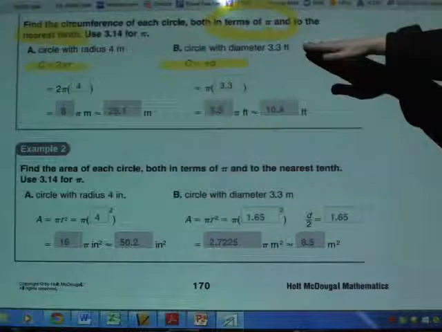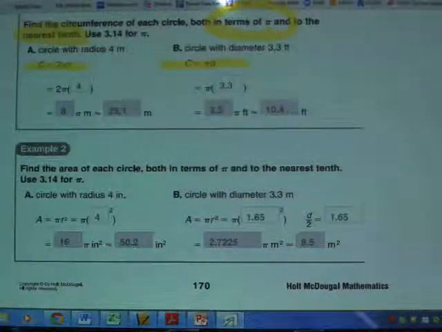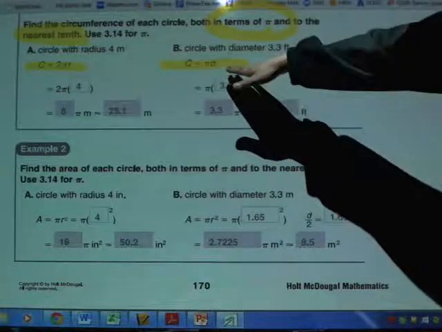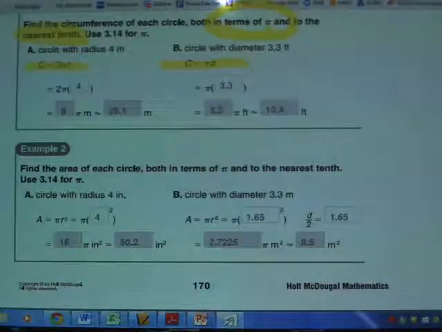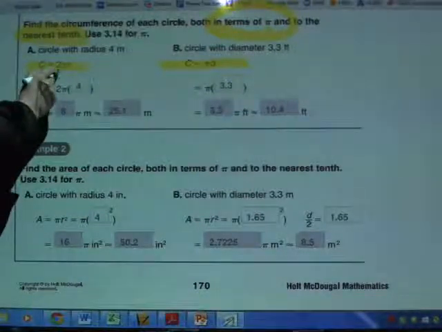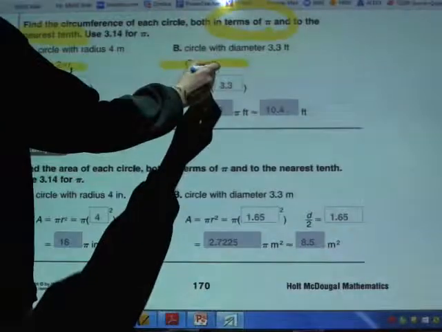Here they're talking about a circle with a diameter of 3.3 feet. Notice here there is another formula, pi times the diameter. Now, what I want to make sure you realize before we go on here is that these are really the same formula. Think about it. All right? It says 2r here, and in this one it just says d.